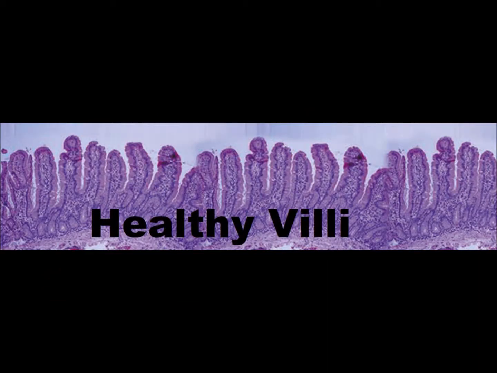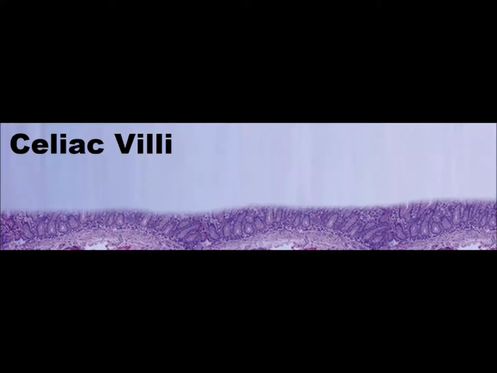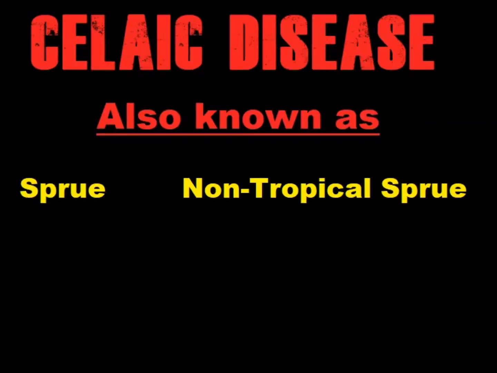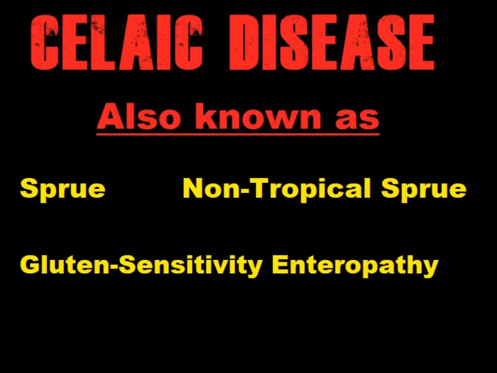The inflammation causes the intestinal villi, which are the finger-like projections responsible for nutrient absorption, to become flattened, thereby greatly reducing absorption of nutrients from foods. So, as you can see, a multitude of health problems can result from this. Celiac disease is also known as sprue, non-tropical sprue, and also gluten sensitivity enteropathy.